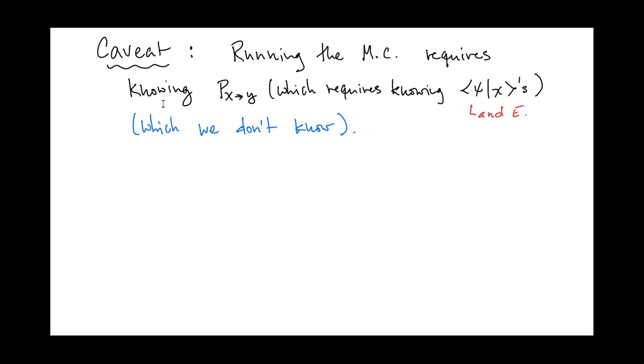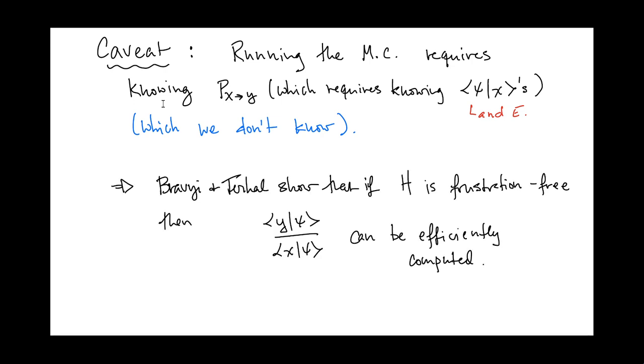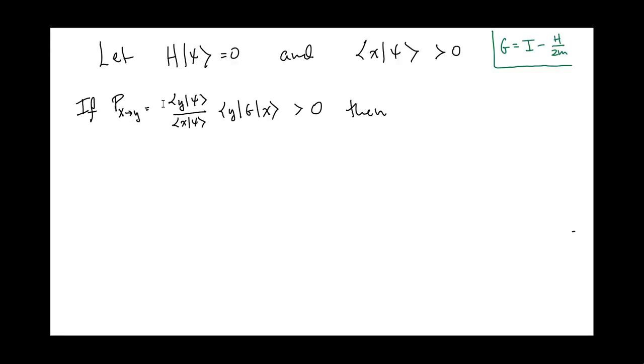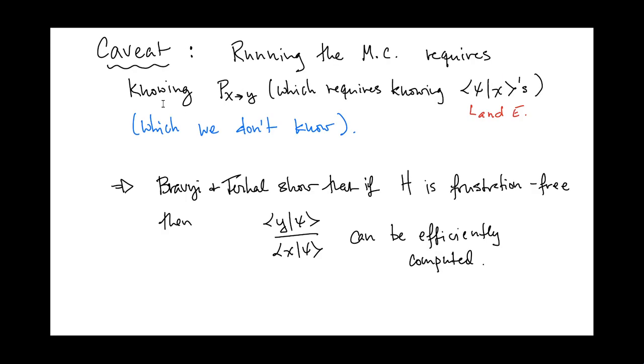Okay. Caveat. Mixing this Markov chain requires knowing the probability distributions, obviously, if you're going to implement it. And it requires knowing these overlaps, and we don't even know the ground state. Okay. And the beautiful thing that Sergey and Barbara showed is that in the case of frustration-free stochastic Hamiltonians, this ratio can be efficiently computed. Okay, and I'm going to walk you through why that's the case. So in general, we don't know how to implement this Markov chain. It's a well-defined Markov chain, but we can use the frustration-free aspect to implement it.